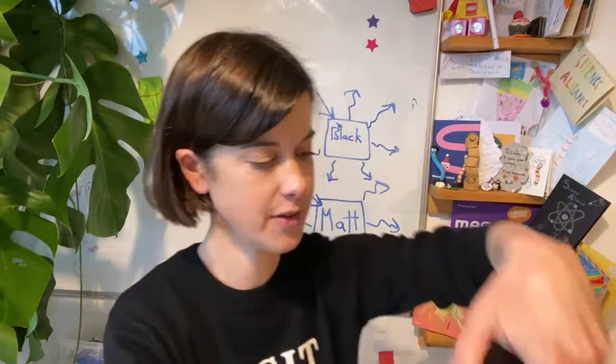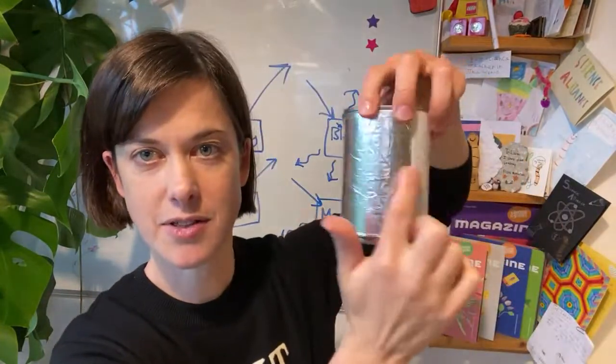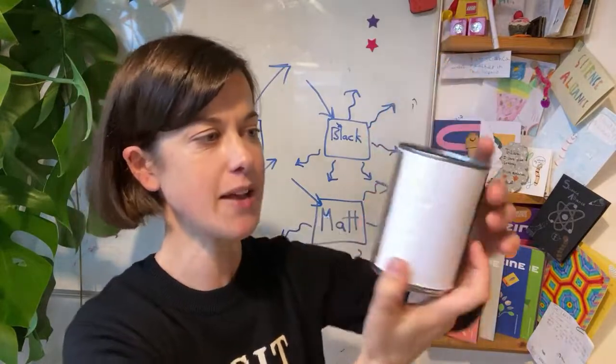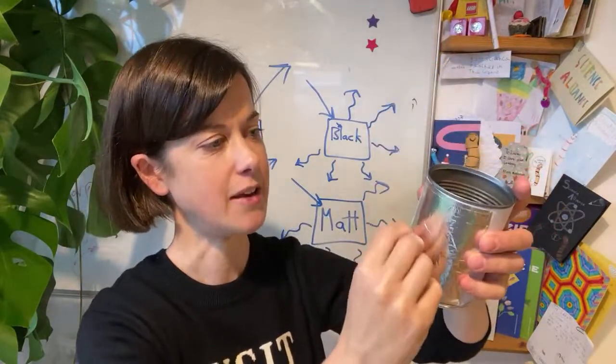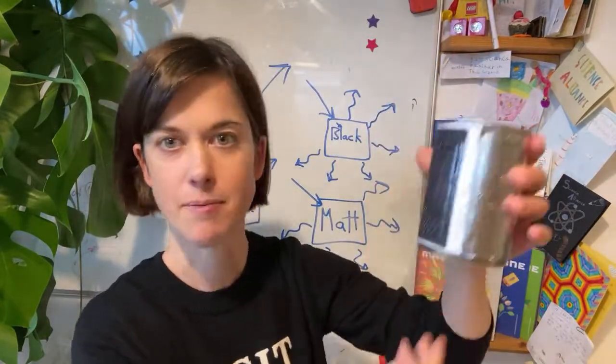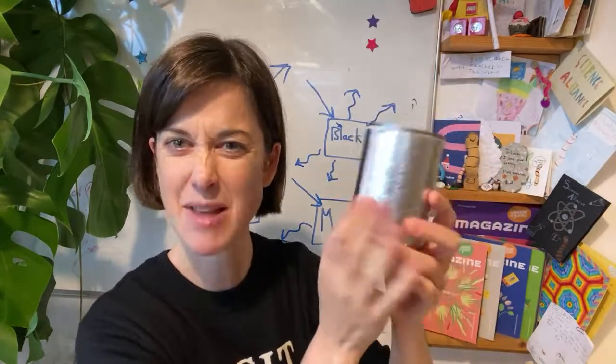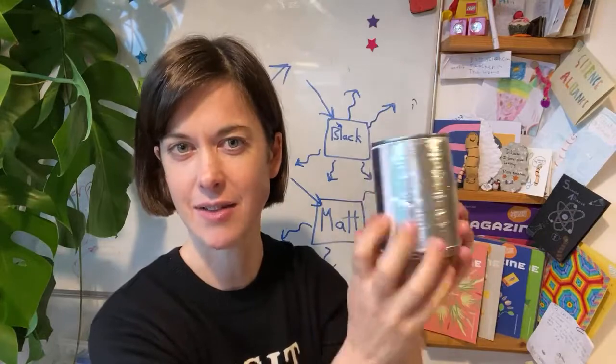If you've got it to the stage where you've got 2 rectangles that are silver and 2 rectangles that are black, you just need to wrap it around your can and fasten it with sellotape, and then you'll have something like this. Yeah, it's nice, isn't it? I mean, it looks nice. It looks proper physicsy, even if it's not going to end up working.